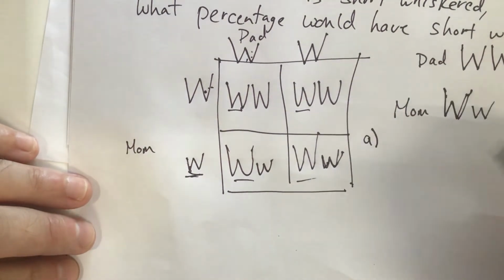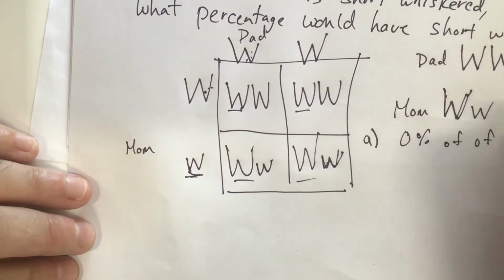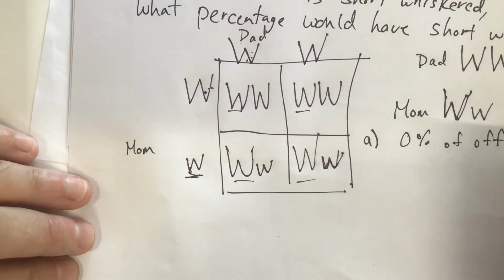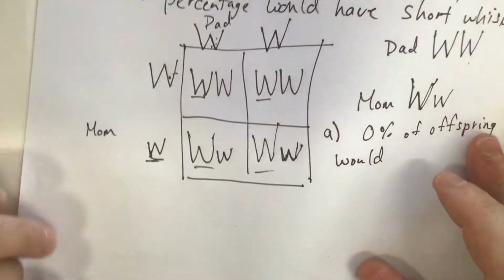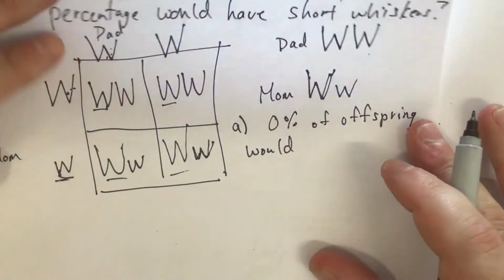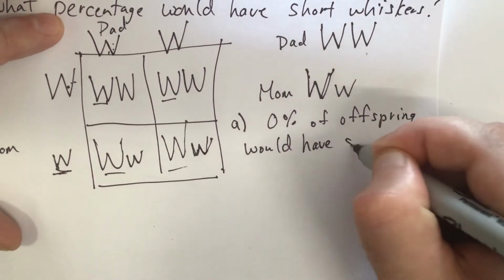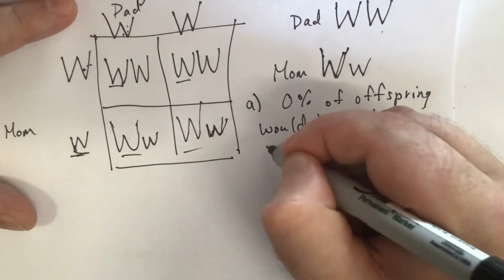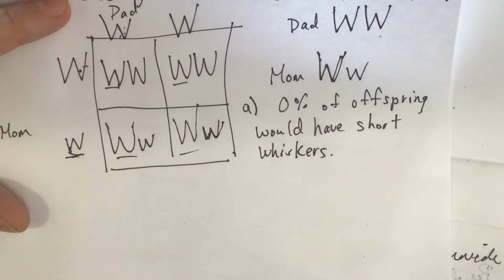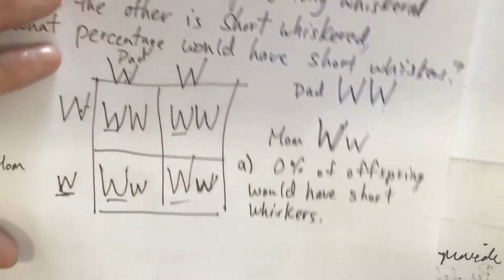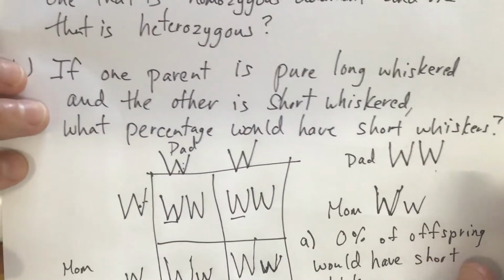So it says what percentage? So 0% of offspring, in this case, would have, oh, you can't see what I'm writing. 0% of offspring would have short whiskers. Okay? B, what does B say?